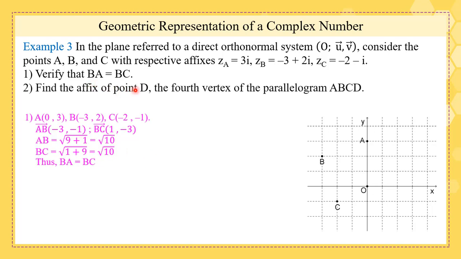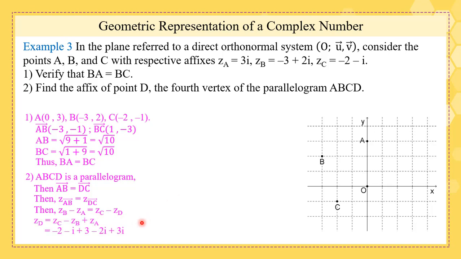Now find the affix of point D, the fourth vertex of the parallelogram ABCD. Well, what do we mean by ABCD is a parallelogram? This means that the two vectors AB and DC are equal. Pay attention. Vector AB is equal to vector DC. So if we just apply Z's here, we can say that Z of vector AB equals Z of vector DC. So ZB minus ZA equals ZC minus ZD. We know ZA, ZB, and ZC, and this is an equation with one unknown, which is ZD. So we can tell that ZD is equal to 1. So D would be somewhere here.